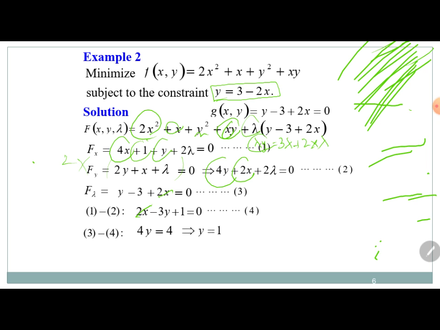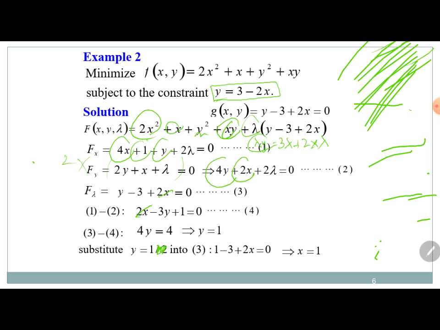So if we find out y already, so we can find out for the x. So substitute y into either equation 3 or 4. 1 or 2? 1, right? 1 into equation 3. So what do we get? We get 1 minus 3 plus 2x equal to 0. So negative 2 plus 2x equal to 0. 2x equal to 2, so x equal to 1. So we get the answer. The point here is x equal to 1, y equal to 1.